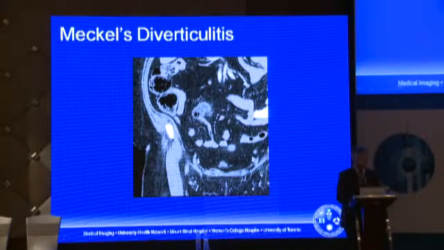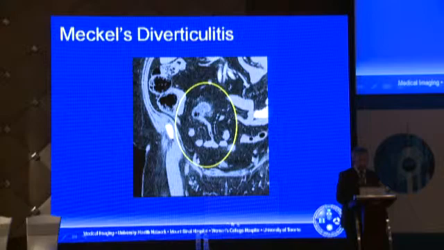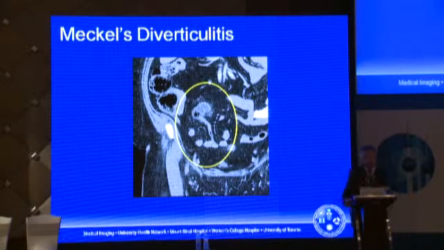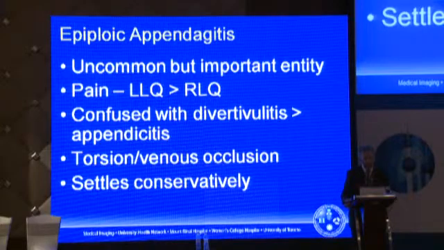Here's another nice example of a Meckel's diverticulitis. You can see this tubular structure coming up off the distal ileum, and the tip's blown off of it. There's a little abscess there with surrounding fat. Epiploic appendagitis is uncommon, but it is important because it mimics acute diverticulitis and acute appendicitis.